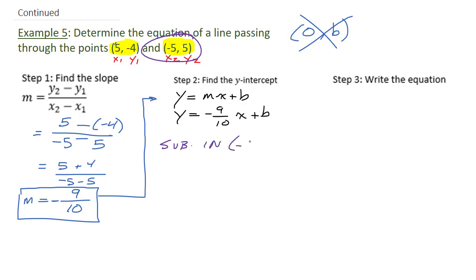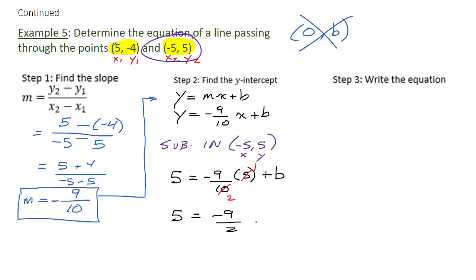Sub in -5, 5. So that's going to be the x-coordinate, and that's going to be the y-coordinate. Here we go. Let's be really careful. 5 equals -9/10 times 5 plus b. We can do a little cross-reducing here. 5 and 10 reduce, right? Divide them both by 5. I get 1 and 2. So I reduce my fraction and multiply. -9 times 1 is -9 over 2 plus b.